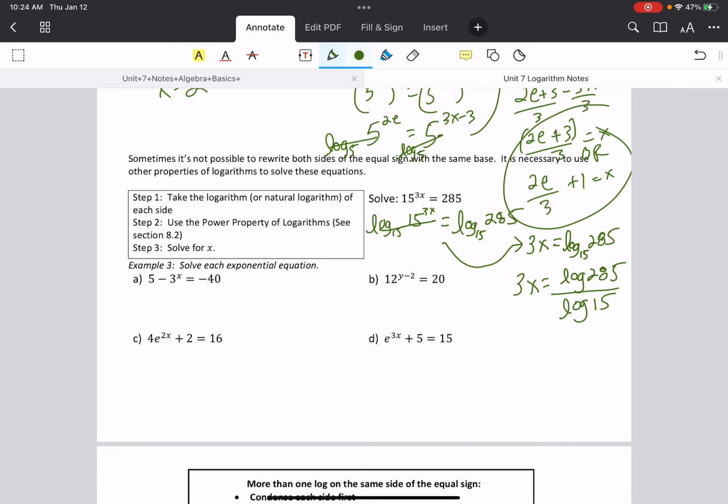Where's the log 15? The 15 there? Yeah. I see. 7.2, it was called the change of base rule. So is that x? Divide by 3. Good job. You still have to divide by 3. So x is, I always do 3 decimals, 0.696.